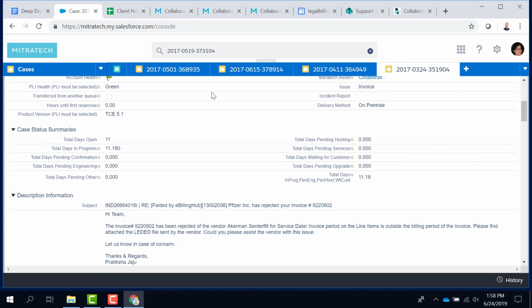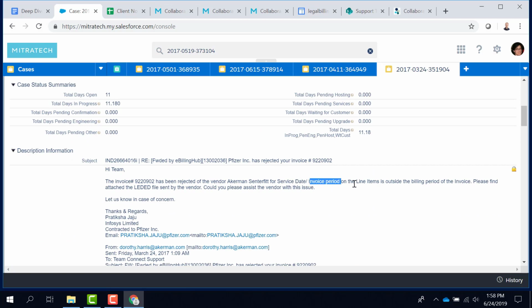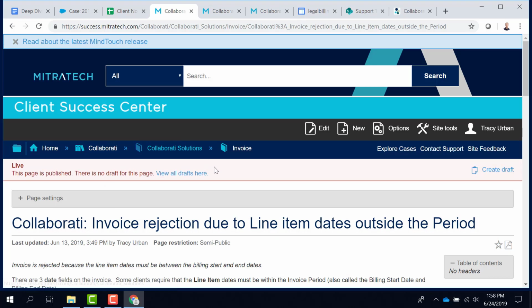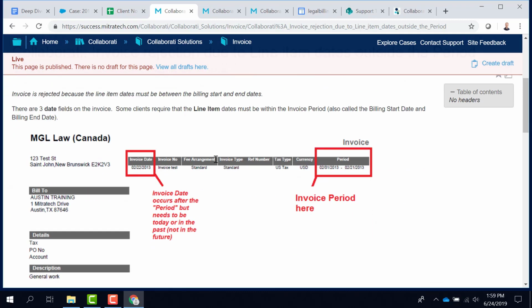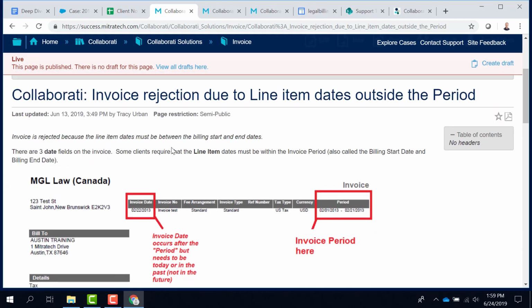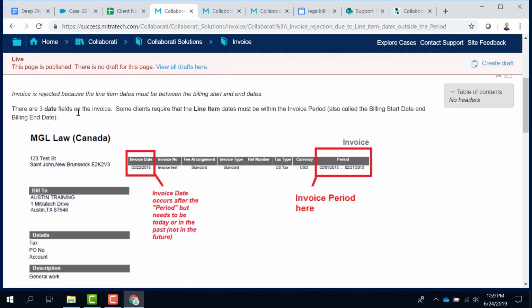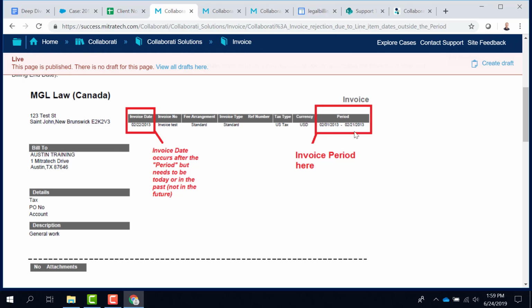So we do actually have a new article about the invoice date. The line item dates must be between the billing start and end dates. There are 3 dates on the fields on the invoice. Some clients require that the line item dates must be within the invoice period, also called the billing start date and billing end date. So here's the invoice period on the top right. It's February 1st to February 21st.